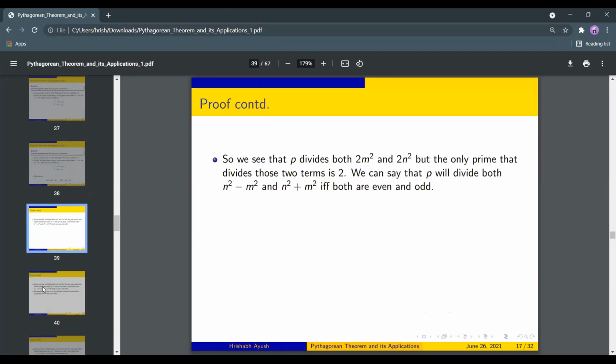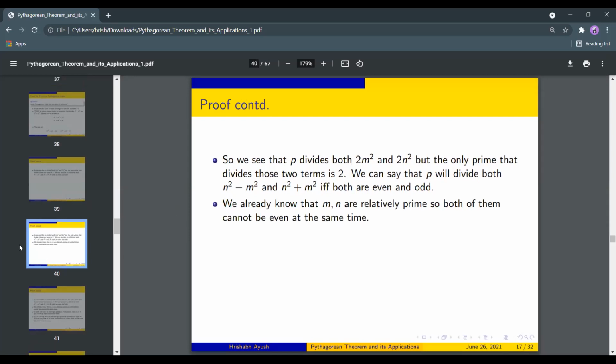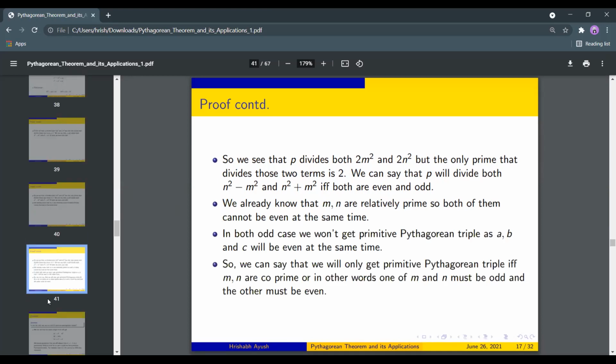Okay, so we see the next slide. So we already know that m and n are relatively prime from t equals m by n, as they were rational numbers. So both of them cannot be even at the same time. Does that make sense? If they are even, they would cancel out and it would be co-prime. Okay, so that makes sense.